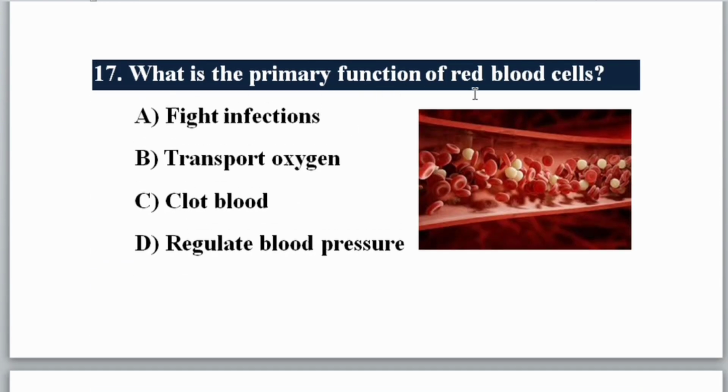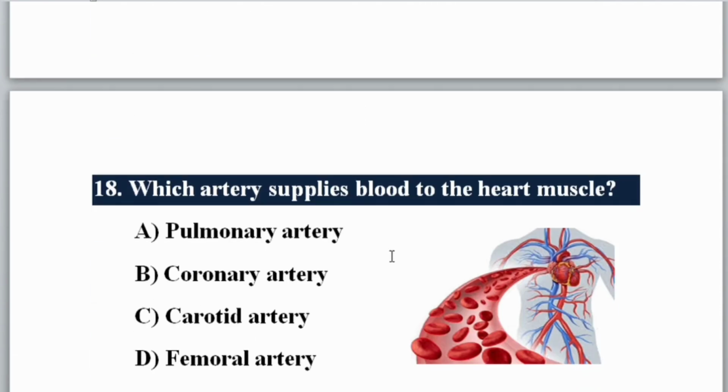What is the primary function of red blood cells? Alpha, fight infections. No. Beta, transport oxygen. Yes. Red blood cells contain hemoglobin, which is responsible for the transport of oxygen.